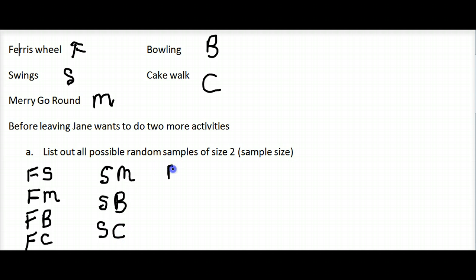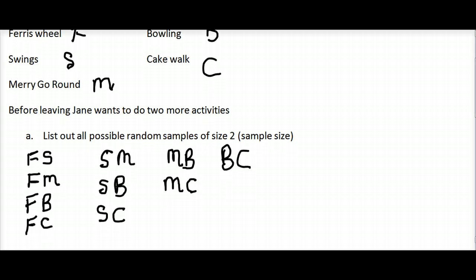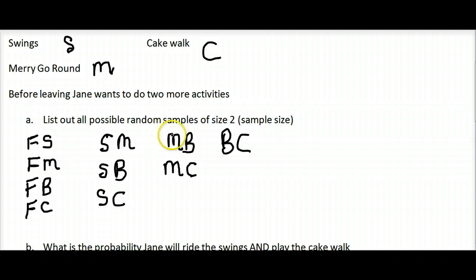Then she could do the merry-go-round and bowling, merry-go-round and cakewalk, or lastly, bowling and cakewalk. Notice for our purposes we considered something like merry-go-round and cakewalk the same as cakewalk and merry-go-round. It doesn't matter what order she completes them in, she's still going to end up doing the same 2 activities, so order was not important. We just want to see all the possible things she could combine together.